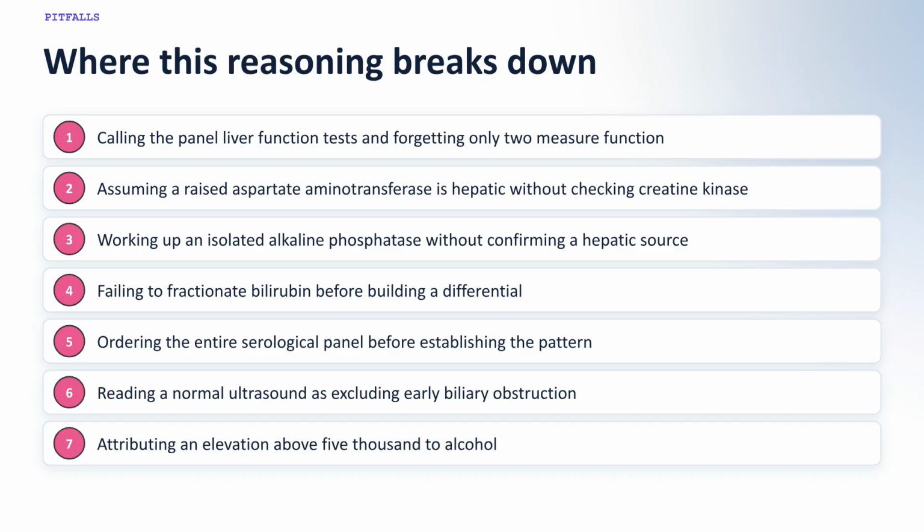Where this goes wrong: calling them liver function tests and forgetting that only 2 measure function. Assuming a raised aspartate aminotransferase is hepatic without ever checking a creatine kinase. Working up an isolated alkaline phosphatase without confirming with a gamma-glutamyl transferase that it is hepatic at all. Failing to fractionate the bilirubin. Ordering every serology at once instead of establishing the pattern first. Reading a normal ultrasound as excluding early obstruction. And blaming alcohol for an elevation above 5,000.